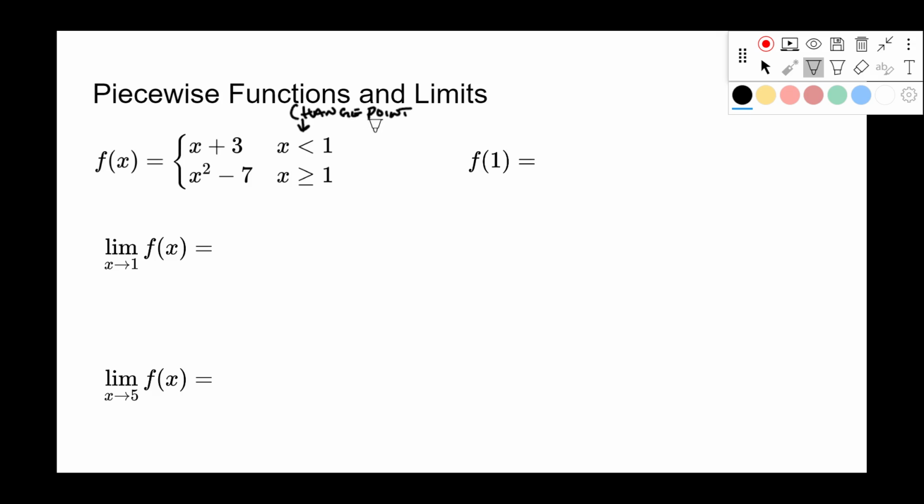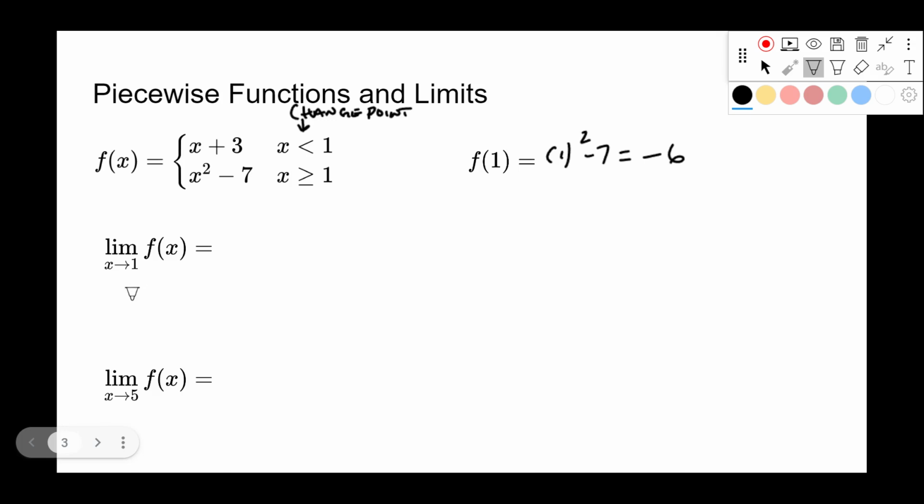So let's calculate a couple things. Let's try to calculate f of 1. Well, f of 1 just means x is 1, and it's got to go into one of the two pieces. It can only go into one or the other. So I'm going to look at my restrictions. This one says x has to be less than 1 for it to go in there. The top piece, that's no good. The bottom piece, x has to be greater than or equal to 1. Well, that's good. So I'm going to take 1 and substitute it into the bottom piece, and I get negative 6. So f of 1 is negative 6. There's my answer.